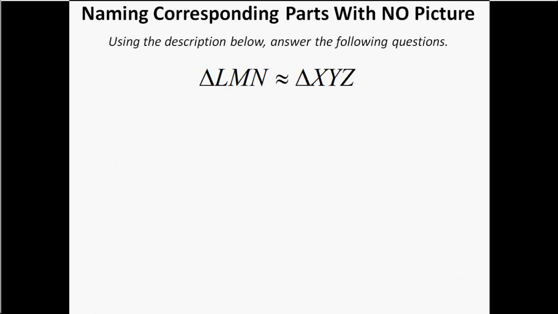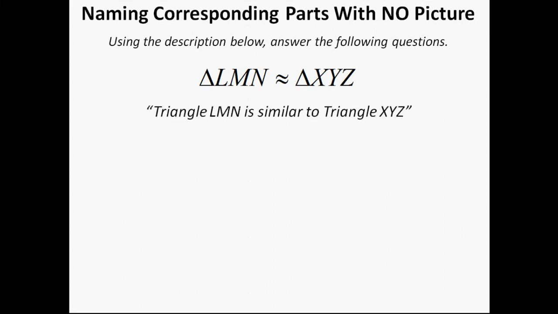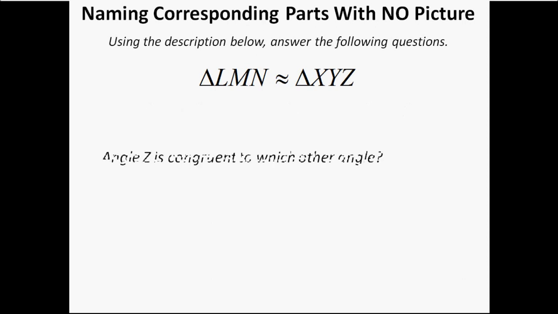Naming corresponding parts with no picture. Using the description below, we're going to answer some questions. They tell us here that triangle LMN is similar to triangle XYZ, but they don't give us any pictures for this problem. Based on what I just told you in that previous frame, you should be able to figure these questions out. First, they ask, angle Z is congruent to what other angle?